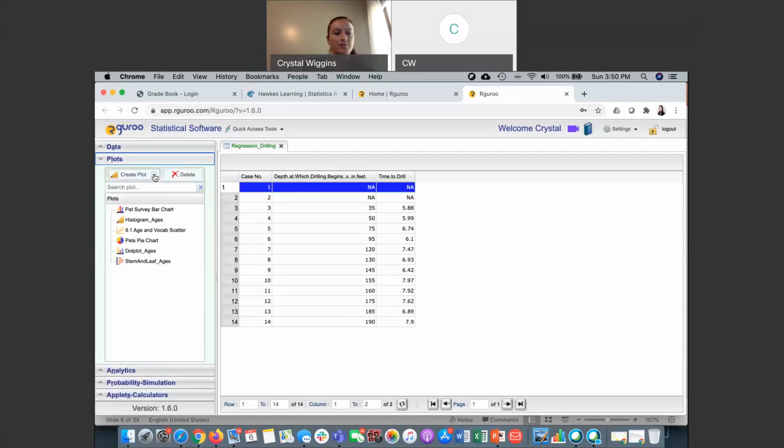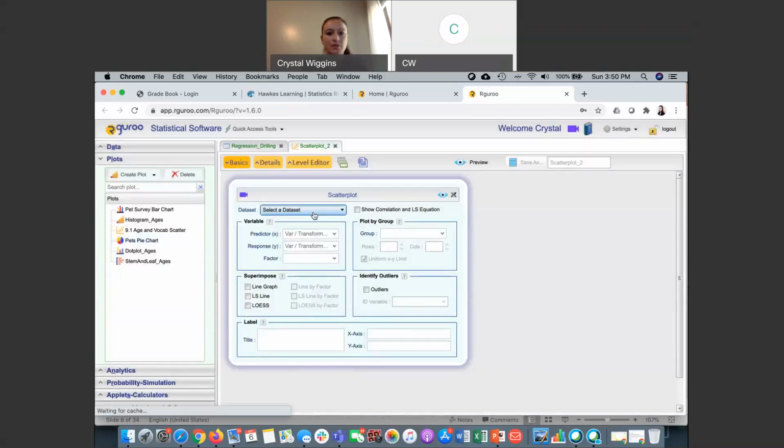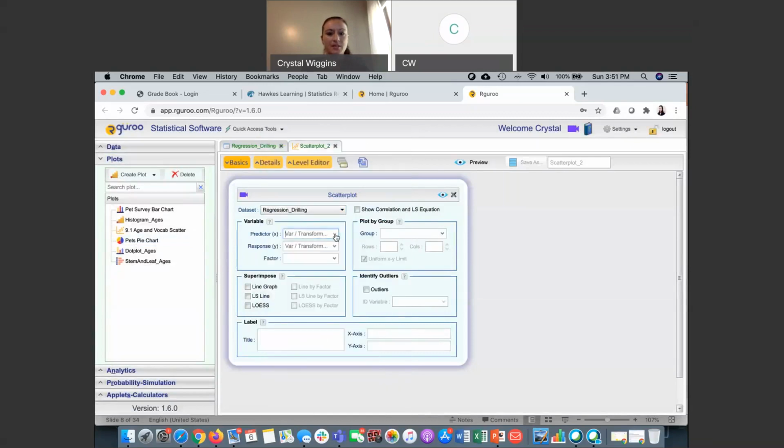So we're going to go to plot and scatter plot. Let's see if we can get the same scatter plot that we saw in the PowerPoint. We are going to use our drilling data, and our predictor is the depth, and the time for the next 5 feet is the response. I want to see the least squares line. I want it to show me the correlation in the least squares equation to save me some time.